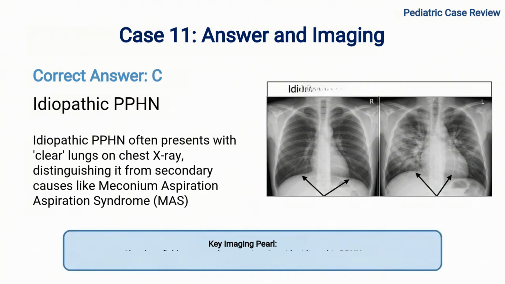This is a critically important imaging pearl in neonatal medicine. Idiopathic PPHN often presents with clear lungs on chest X-ray, distinguishing it from secondary causes such as meconium aspiration syndrome, which shows patchy opacities, or respiratory distress syndrome, which shows ground glass haziness. The pattern of clear lung fields combined with severe, refractory hypoxemia should immediately raise suspicion for idiopathic PPHN. This paradox, that the chest X-ray looks relatively normal while the baby is profoundly hypoxic, is a key diagnostic clue that the problem is vascular rather than parenchymal.